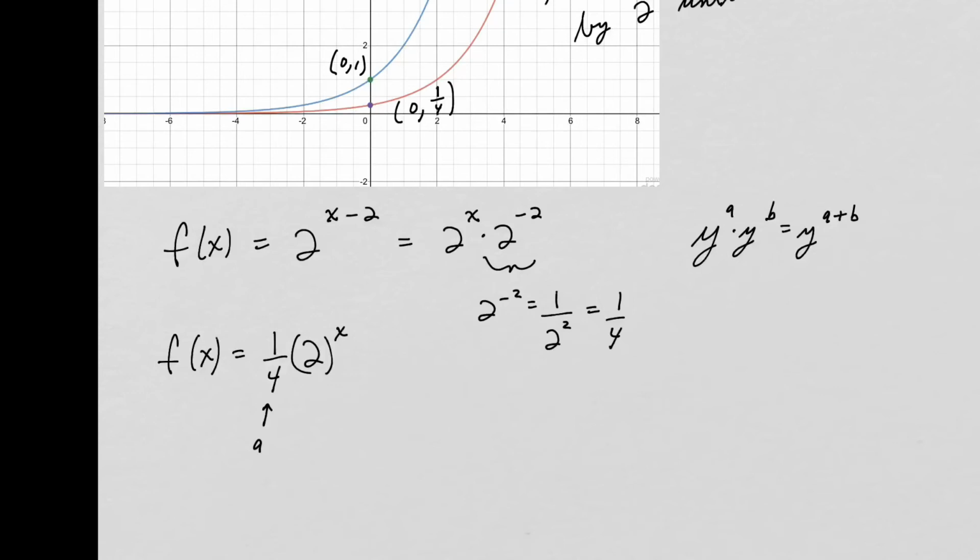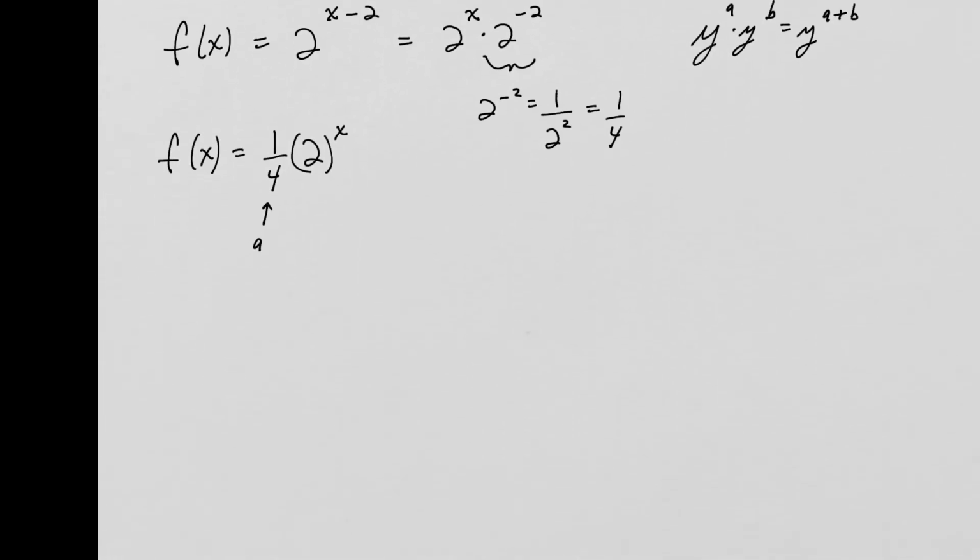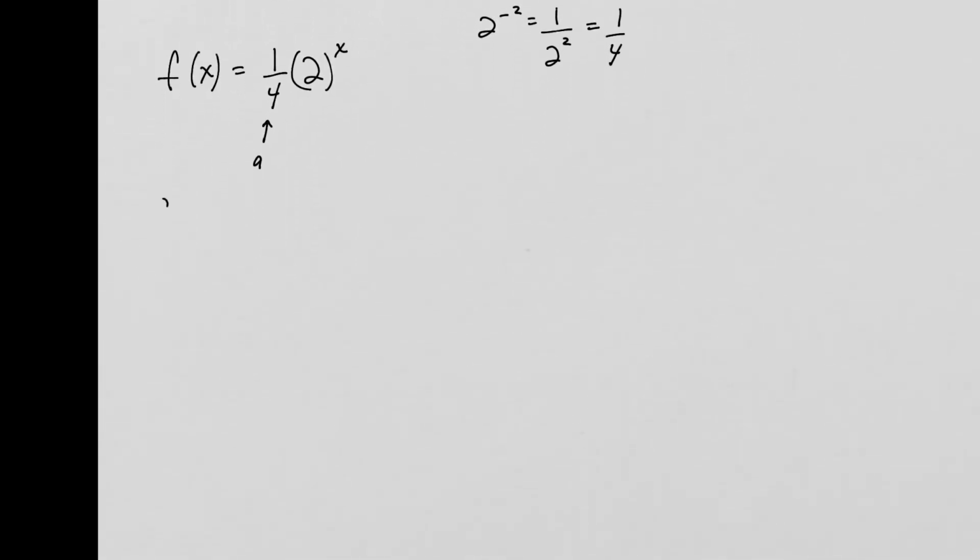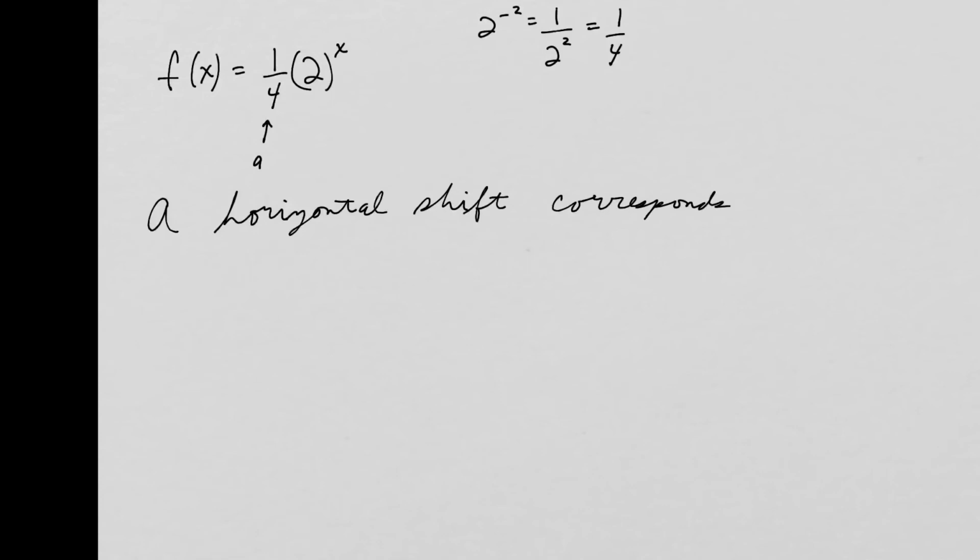Okay, so let me write that down at the bottom here. A horizontal shift corresponds with a change in the initial value of the function.